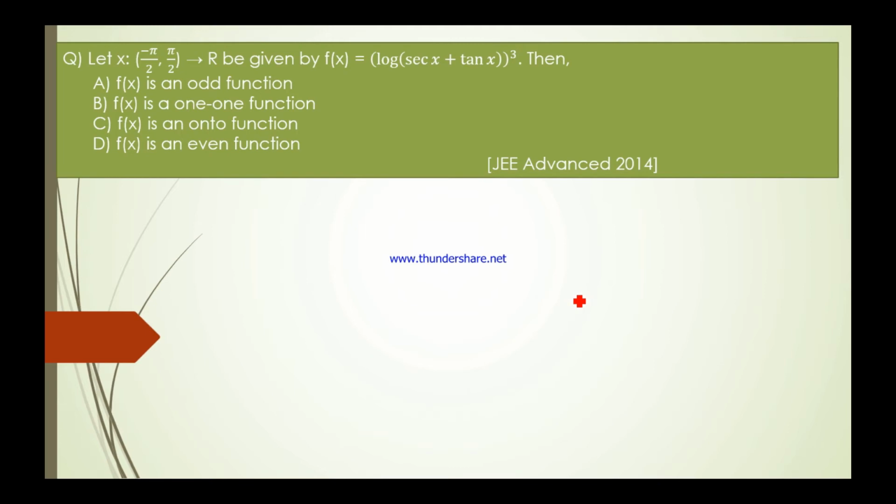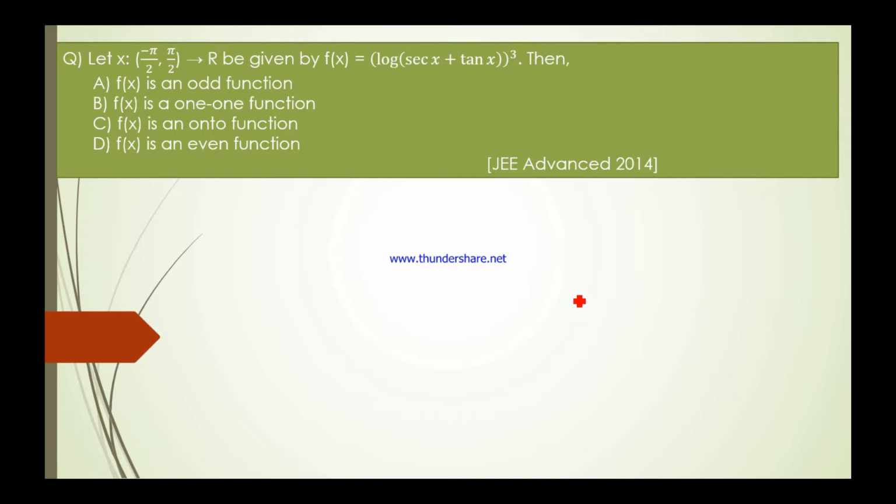Today I'm going to help you solve the JEE Advanced 2014 problem. It is given that the domain of a function is minus pi by 2 to pi by 2 and the range is R, that's all the real numbers, given by f of x equals log of (sec x plus tan x) the whole cube. Then they are asking us to find whether f of x is odd, one-one, onto, or even. So this is a multi-option correct question, so more than one option will be right over here.